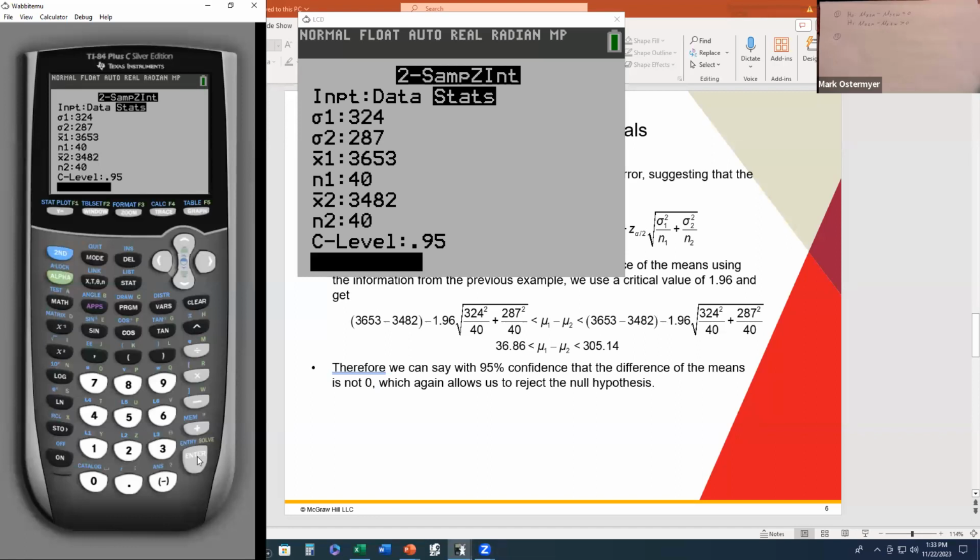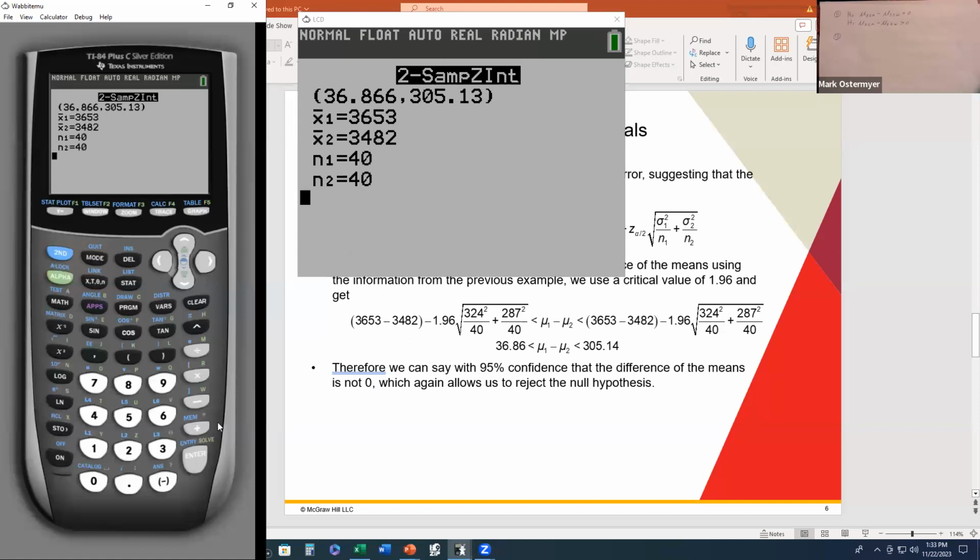It's that simple. Everything's been entered in already. Hit enter. And boom, there you go. There's your confidence interval, the lower endpoint of which is about 36.86, the upper endpoint of which is about 305.1314.